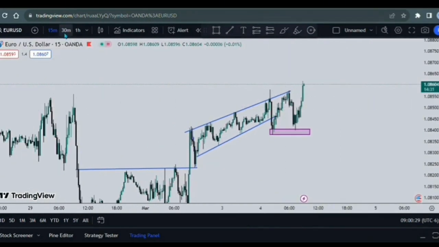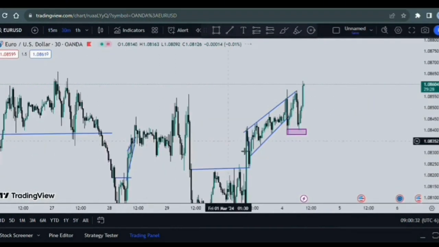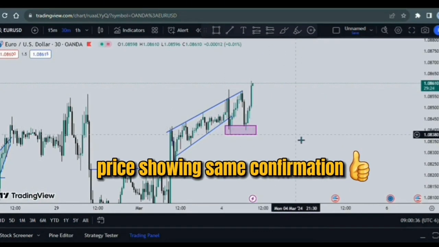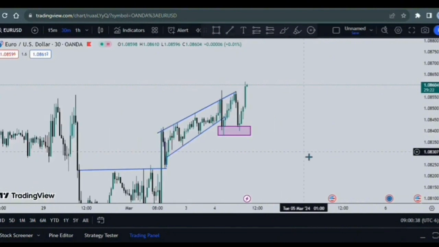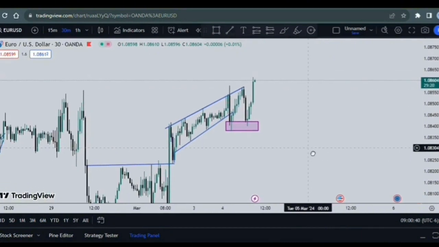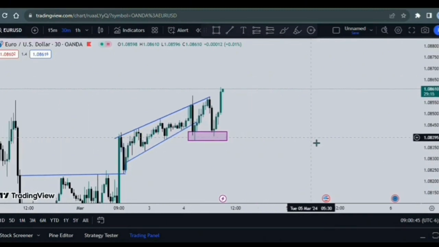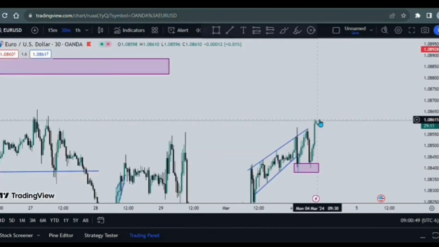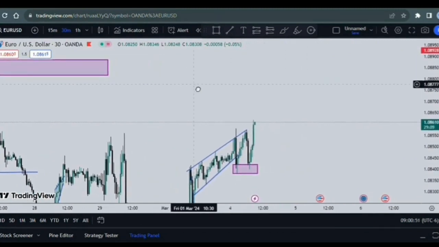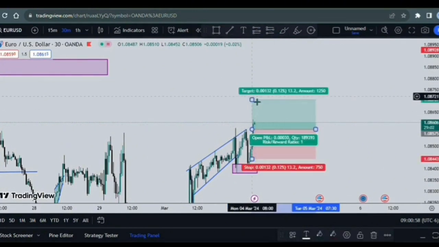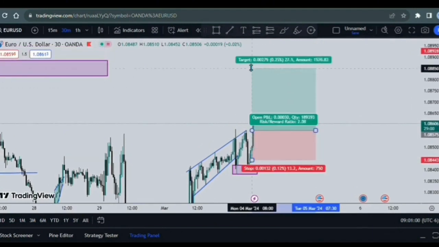Now if we go to the 30 minutes time frame, you can also see that price is showing the same confirmation, a clear confirmation. So at this point, what I'm looking to do is to go long on EURUSD. I'm just looking to go long on EURUSD at this point. Kind of expecting to take my profits at this point.